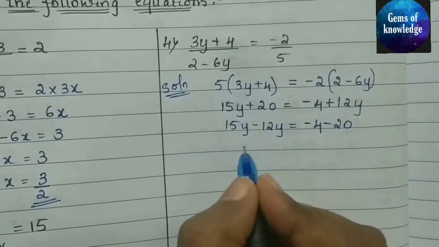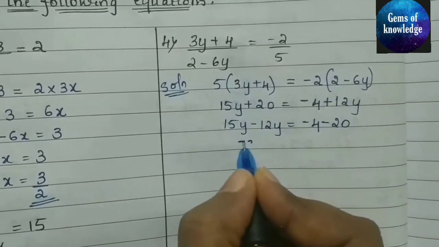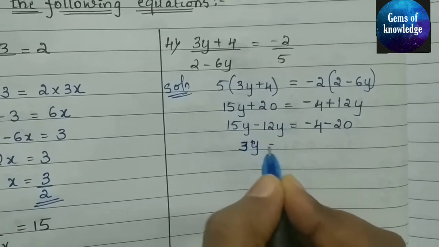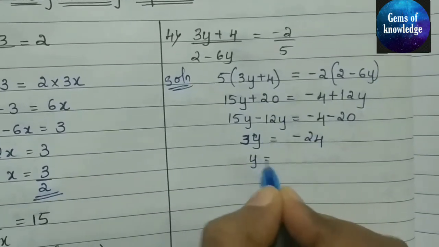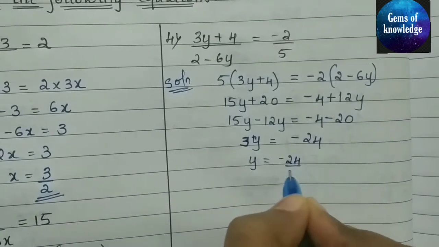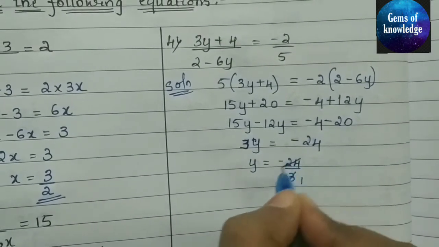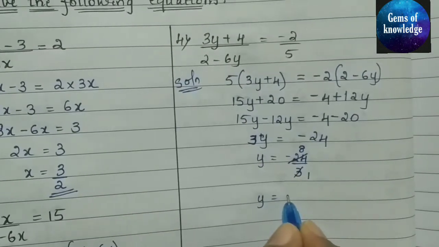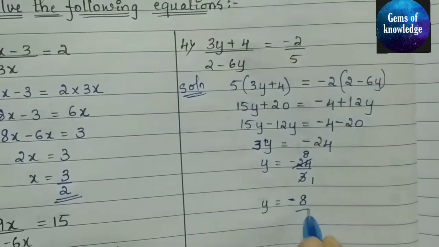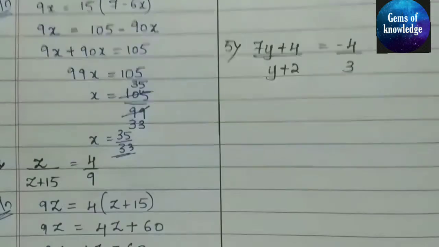So 15y minus 12y is 3y, which equals minus 24. So y equals minus 24 divided by 3. This is 3 1s are 3, 3 8s are 24. So y equals minus 8.